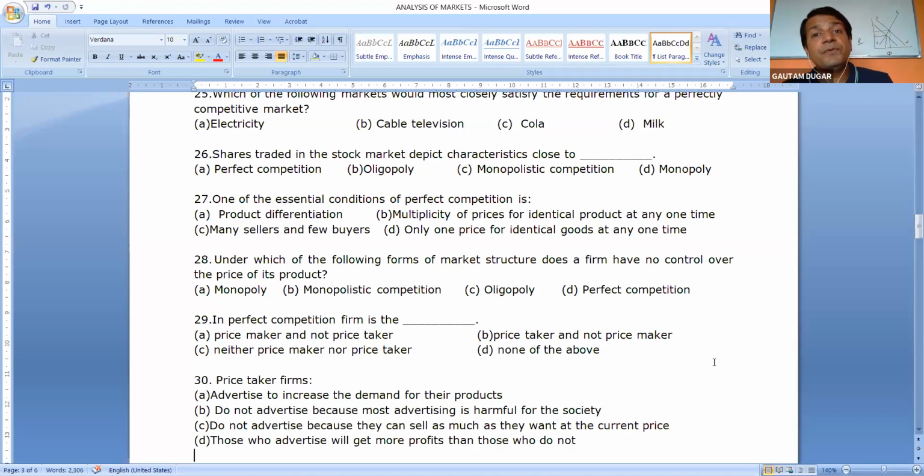C, many sellers and few buyers, is wrong, because perfect competition has many sellers and many buyers. But D, only one price for identical goods at any one point of time, yes, 27 D is the correct answer. Coming to 28.